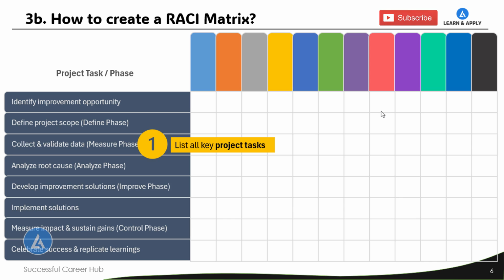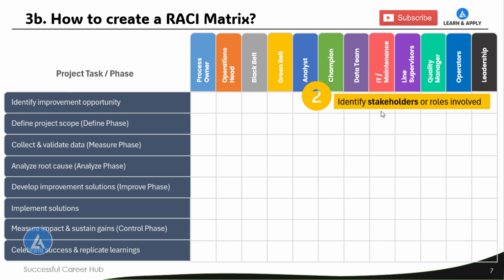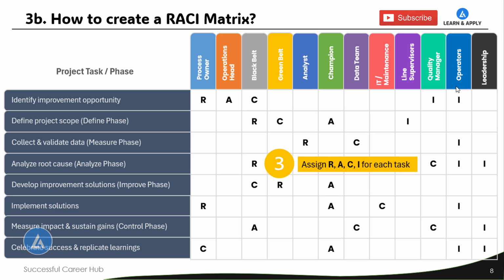Once we identify all key project tasks, then we need to move to step number 2, where we identify all stakeholders or roles involved, which includes process owner, operations head, black belt, green belt, analyst, champion, data team, IT or maintenance, line supervisors, quality manager, operators, and leadership team. Once we identify all key stakeholders, then go for step number 3 to assign R, A, C, and I for each task. That is responsible, accountable, consulted, and informed for each of the tasks.